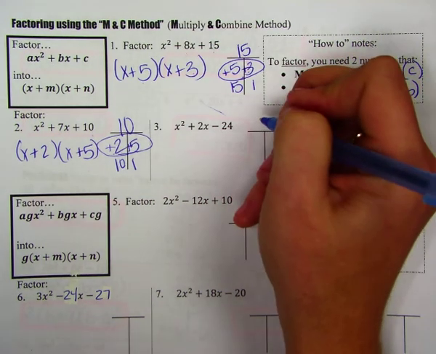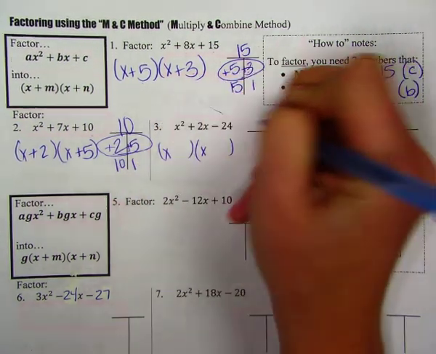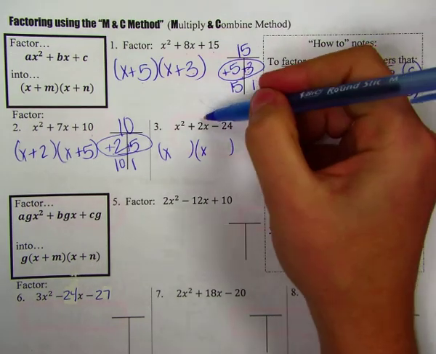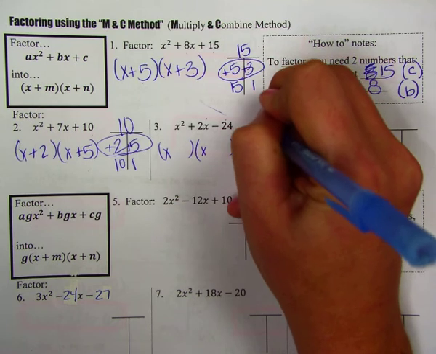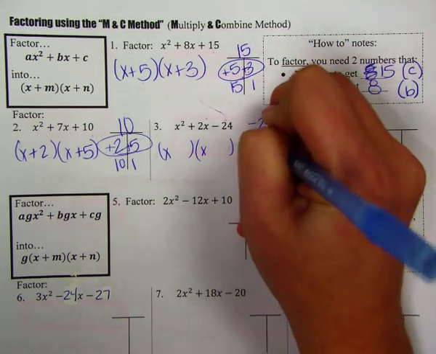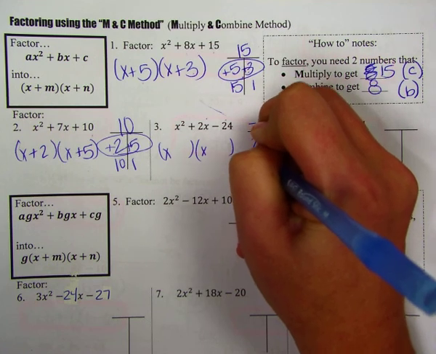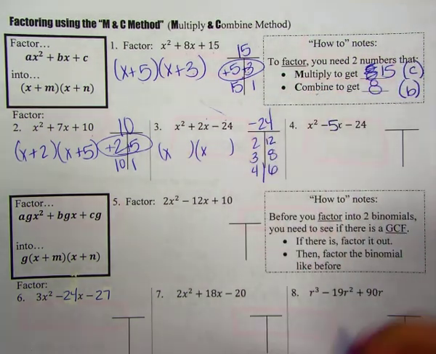In number 3, I want two numbers that combine to give me 2 and multiply to give me negative 24. Negative 24 is a lot of things. 2 times 12, 3 times 8, 4 times 6.